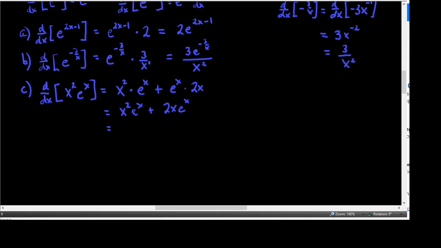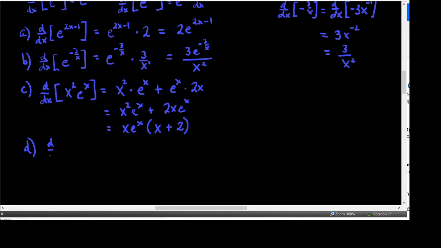So there's a common factor of x and a common factor of e to the x. When you divide x squared e to the x by our common factor, you're left with the other x, plus when you divide 2x e to the x by our common factor, you're left with 2. That's a good form for the derivative, because if we were to set that equal to 0, we very easily see that x could be 0 or x could be negative 2. It'd be really quickly seen.